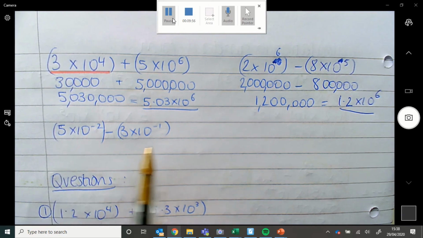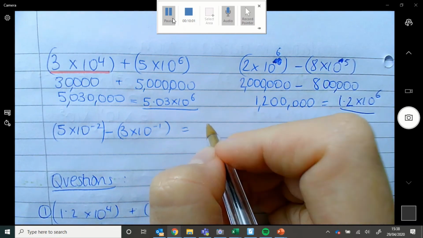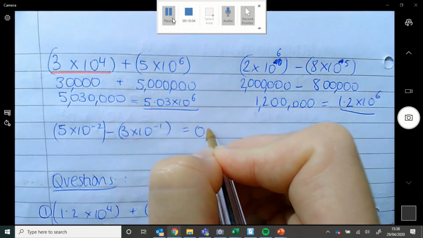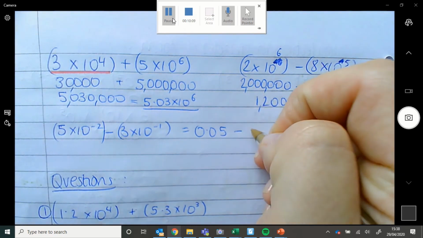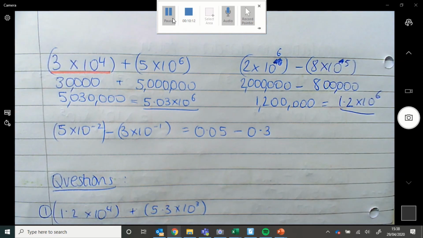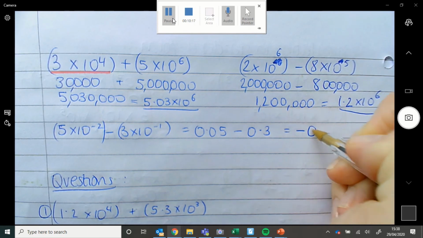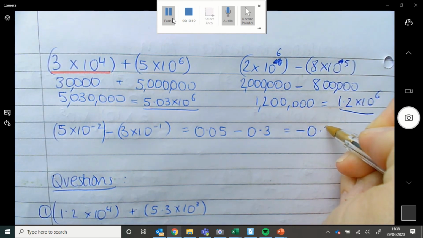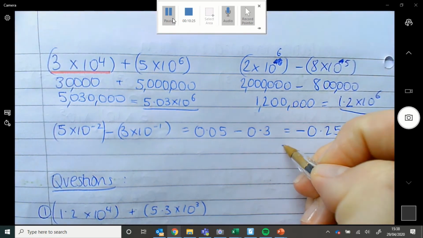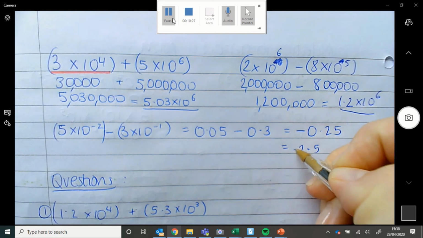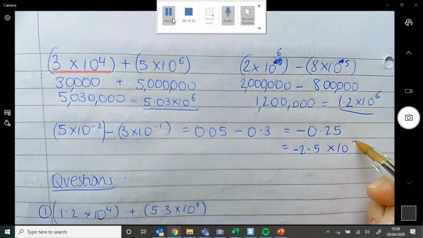Okay, same thing with negative powers. I take it out of standard form first. 5 times 10 to the power of negative 2 is 0.05. I need to subtract 3 times 10 to the power of negative 1, which is going to be 0.3. That's going to give me negative 0.25. Okay, putting that back into standard form, that is negative 2.5 times 10 to the power of negative 1.